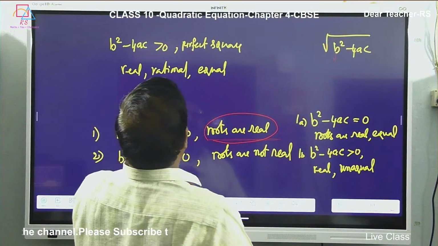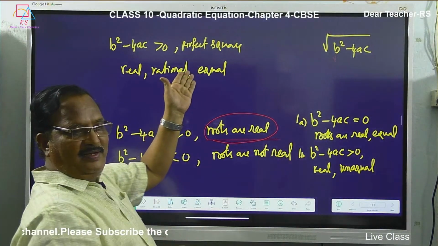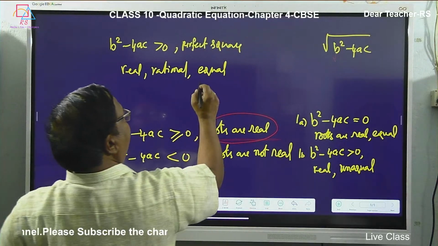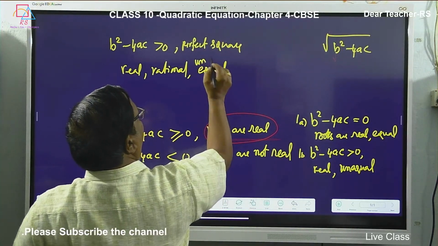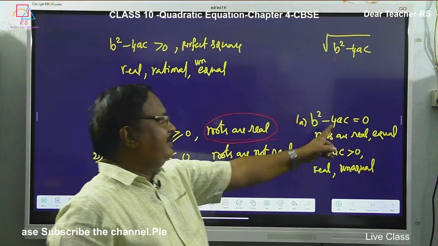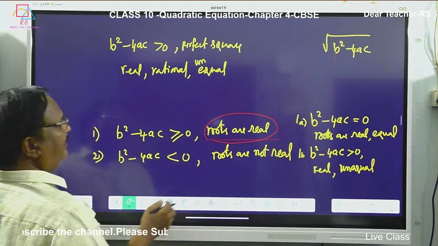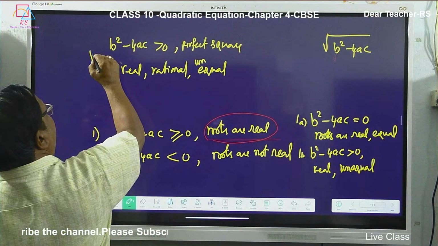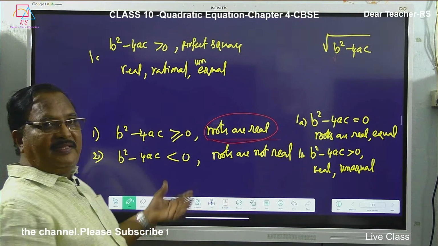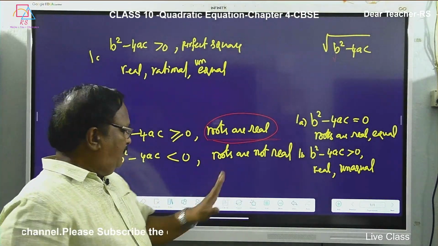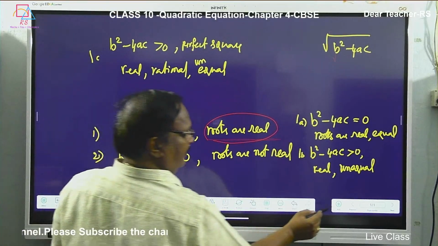So real, rational and equal are, I am sorry, this is unequal. Equal only at one case, right? These are the different things. Say this is you can have 1c. So like this you can have. Now let us go to the questions.